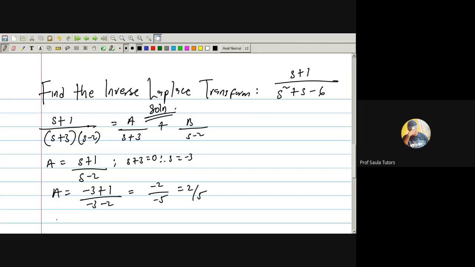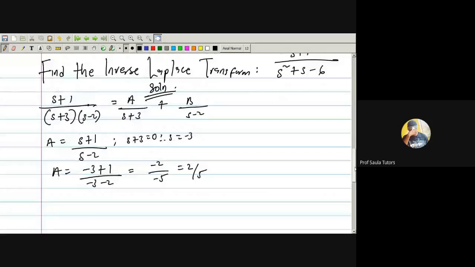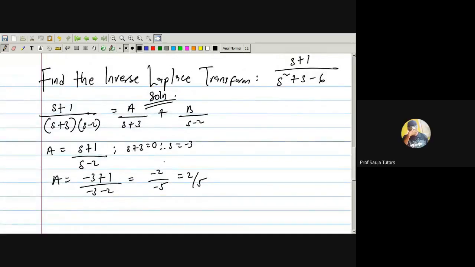To find B, same way. To find B, what do you have? Now, s plus 1 over s plus 3, and then we set s minus 2 in the denominator. Remember, we are finding B. That's s plus 1 over s plus 3.